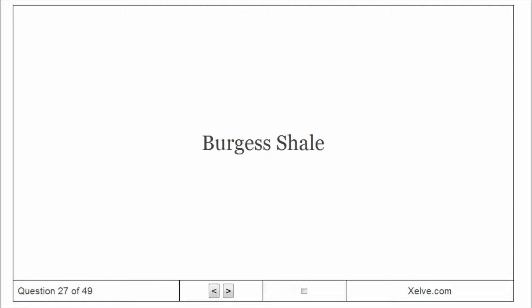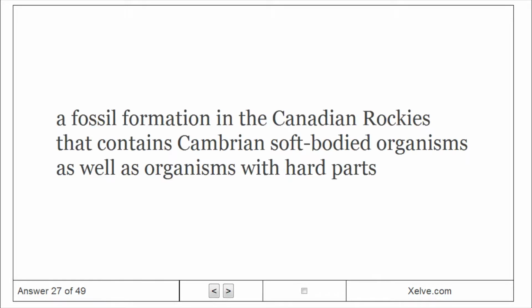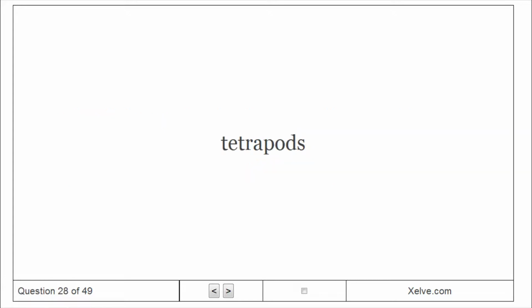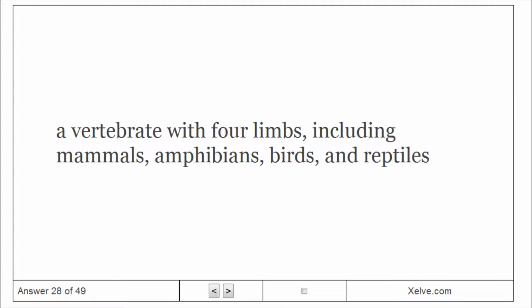Burgess Shale. A fossil formation in the Canadian Rockies that contains Cambrian soft-bodied organisms as well as organisms with hard parts. Tetrapods. A vertebrate with four limbs, including mammals, amphibians, birds, and reptiles.